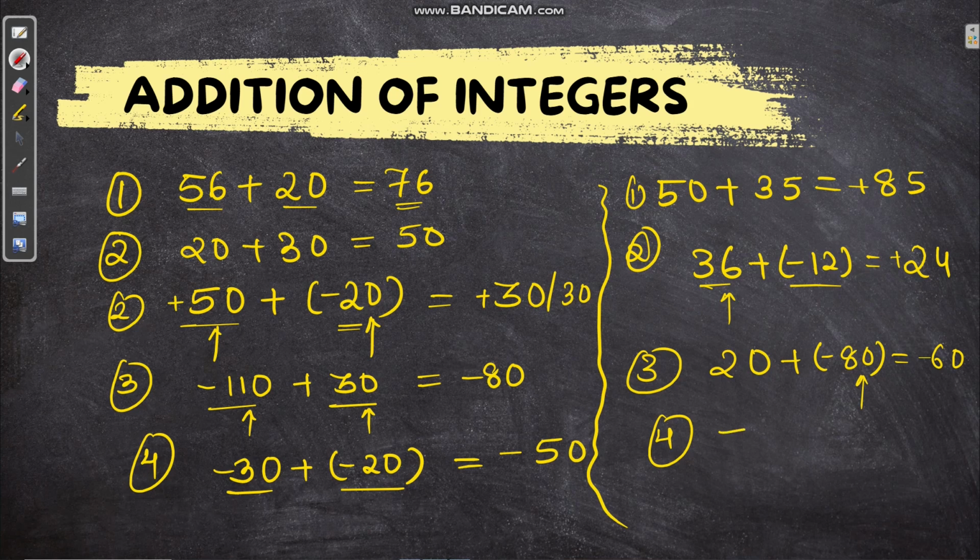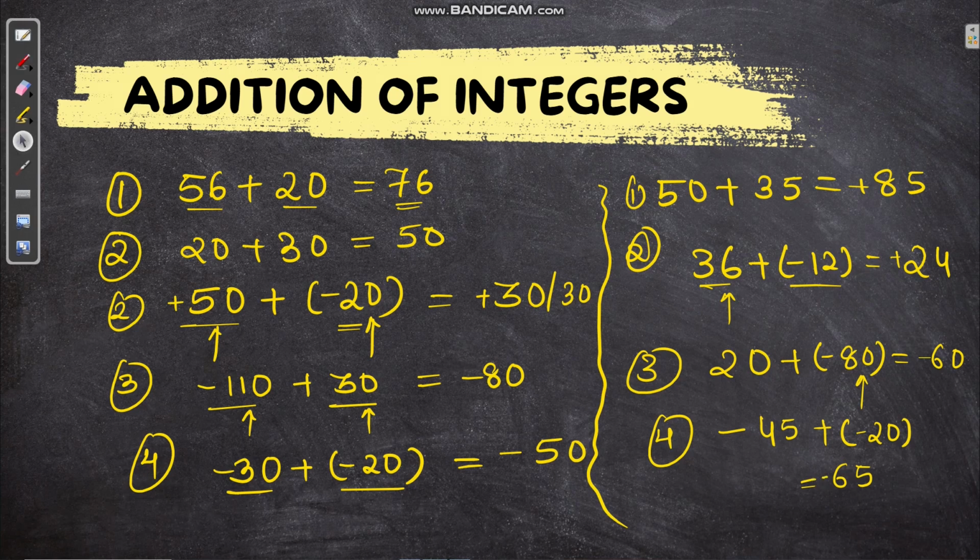Next example, minus 45 plus minus 20. The answer over here will be, because both the integers are negative and both have the same sign, that is minus minus, you add them up. That is 45 plus 20 is 65. But because both of them have a minus sign, or both of them are negative integers, your final answer will be minus 65. We will solve a few more questions on addition.